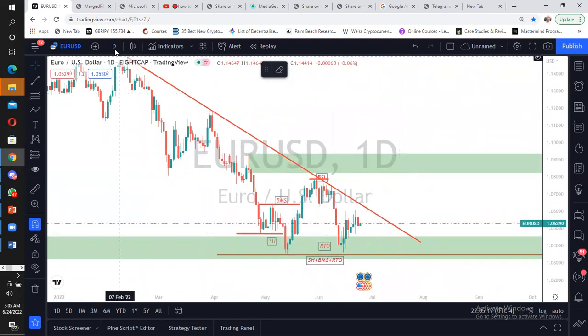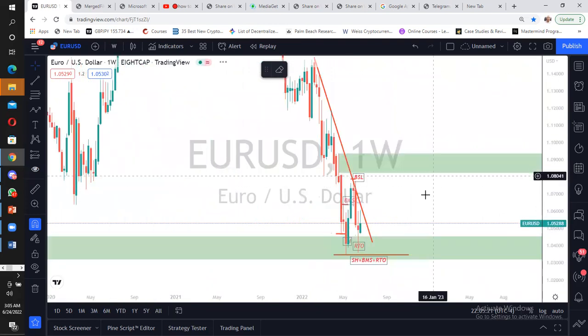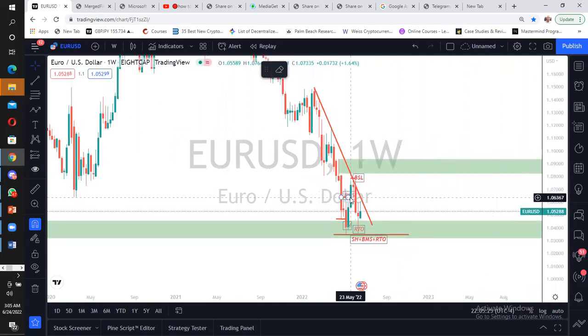But then if you go to weekly, you will see something on weekly that caught our attention. And what was that? There is a weekly FVG here, fair value gap between this level and this level here. And this market traded into the fair value gap and is expected to flush below this level. But it hasn't given us that.